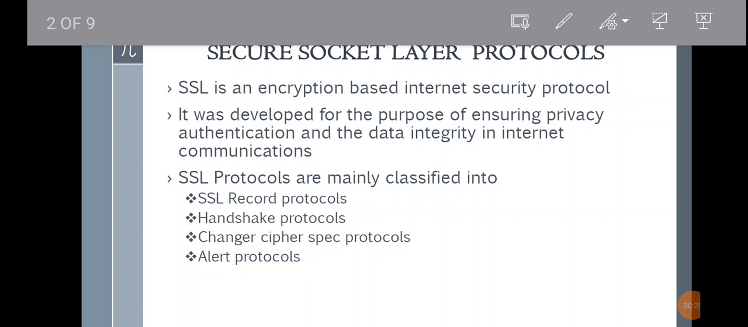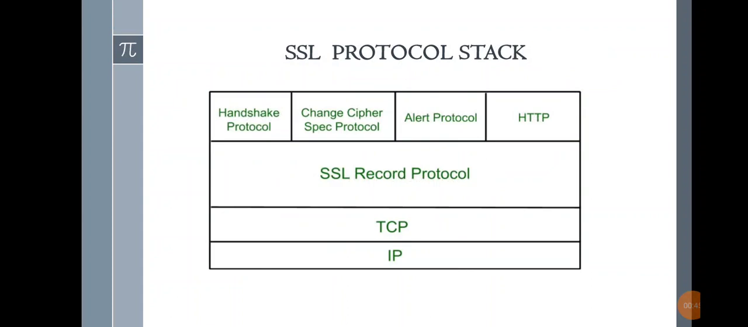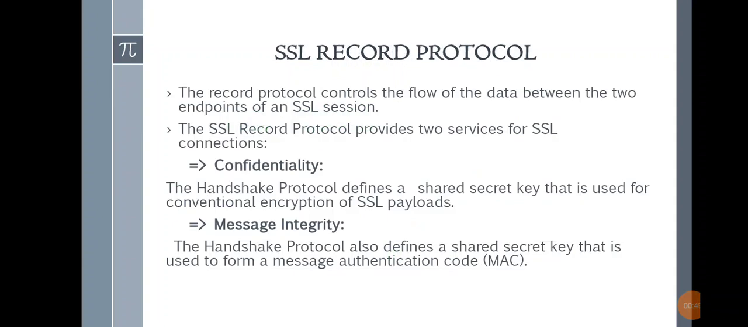The protocols used in SSL are classified into four. They are SSL Record Protocol, Handshake Protocol, Change Cipher Spec Protocol, and the last one is Alert Protocol. Today I am going to discuss only SSL Record Protocol. This is a diagrammatic representation of the protocols used in SSL and the SSL Record Protocol.